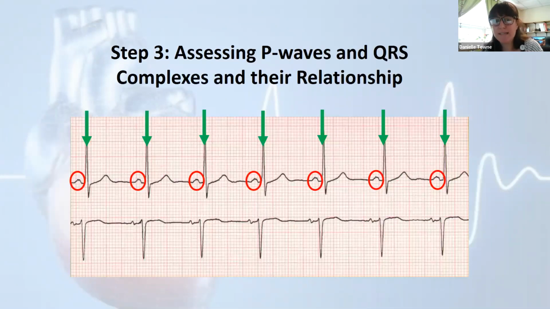Step 3, assessing P waves and the QRS complexes and their relationship. So we want to look at the P waves, and I have all of the P waves circled in red here. Does every P wave have a QRS complex behind it? And does every QRS complex, which is highlighted with the green arrow, have a P wave in front of it? Do all of the P waves look the same? Does their relationship change with the QRS complex through the strip, or does it remain the same? So this step is really all about assessing that relationship between P waves and QRS complexes.